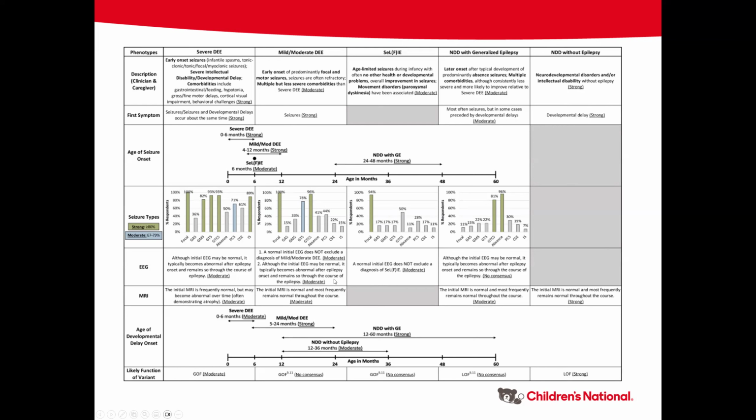The other thing I'll draw your attention to here are the seizure types. So for gain of function, for these three phenotypes on the left, these are more often associated with focal seizures, although you can have a vast array of different seizure types, including infantile spasms in the severe developmental and epileptic encephalopathy. And then the loss of function, this neurodevelopmental disorder with generalized epilepsy more commonly is associated with generalized tonic-clonic seizures and absence seizures.